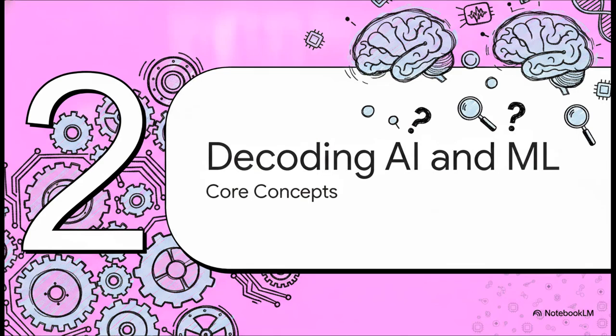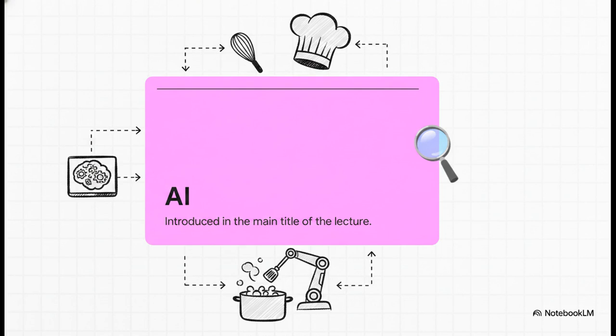Section 2. Decoding AI and ML. If we're going to understand how this technology transforms medicine, we need to establish some baseline definitions. First up is AI, artificial intelligence. I want you to think of this as the grand overarching concept. It's the ultimate goal of creating machines that are capable of human-like intelligence and tasks.